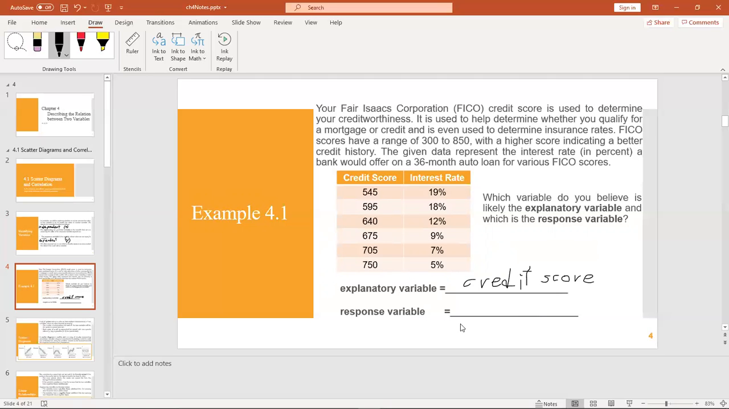In response to your credit score, the interest rate that you get is going to be depending on what your credit score is. You don't have a whole lot of say over what interest rate the bank is going to quote you for an auto loan, but you do have a way to impact your credit score.